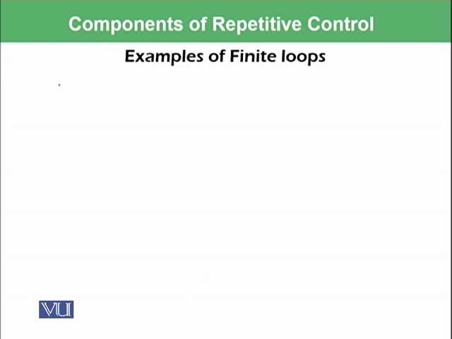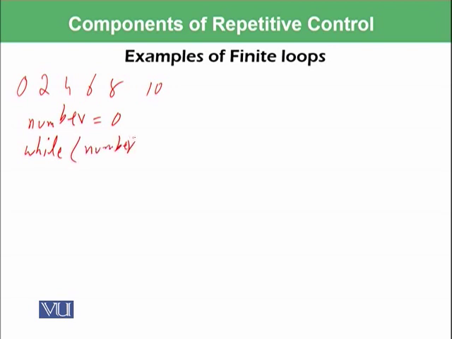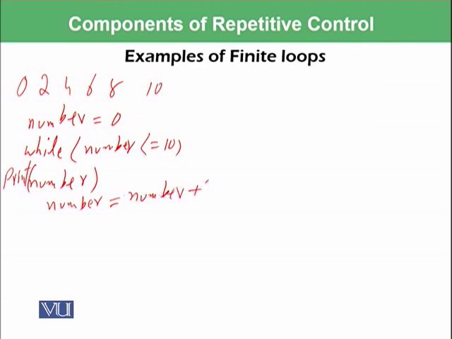For example, now our problem is that we want to print 0, 2, 4, 6, 8, 10. So what can we write? Number is assigned 0, while number is less than or equal to 10, number is printed, and the modification: number is assigned number plus 2 because we want the iteration of 2.